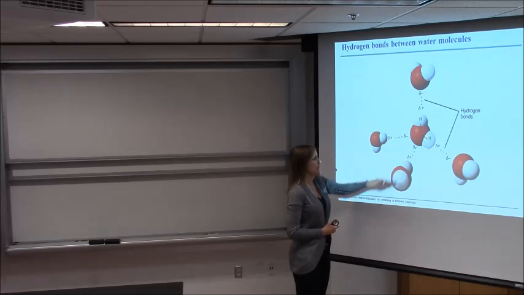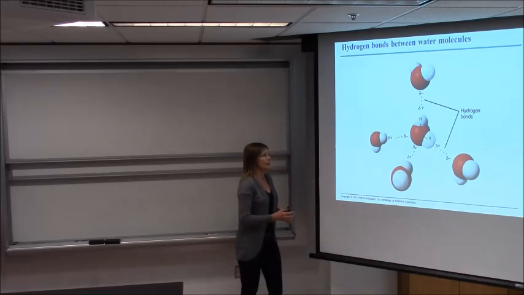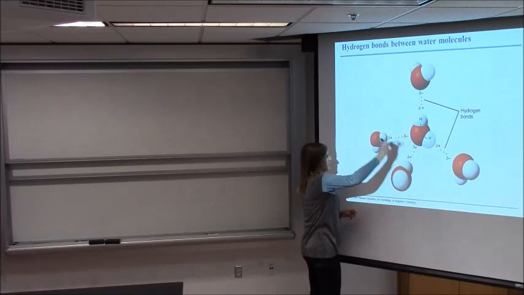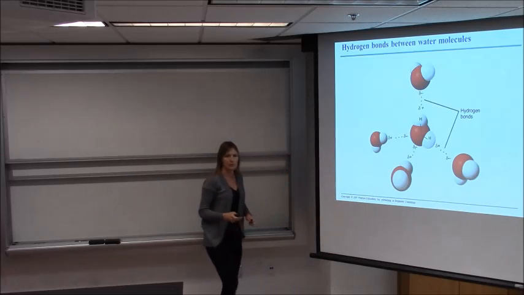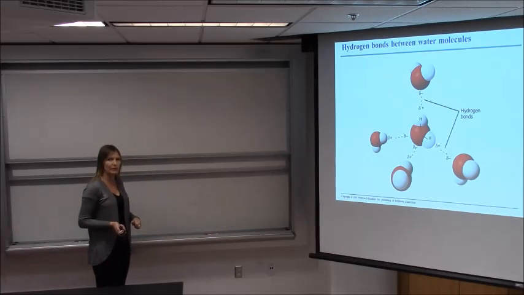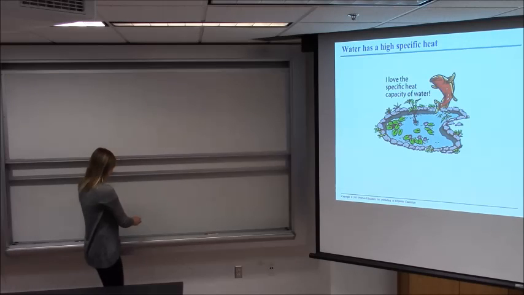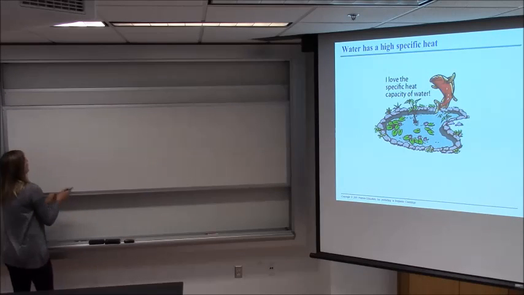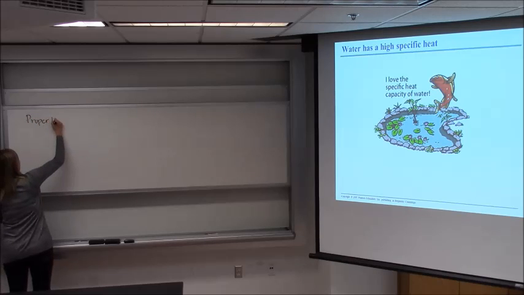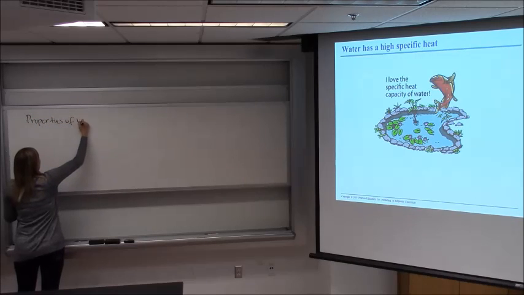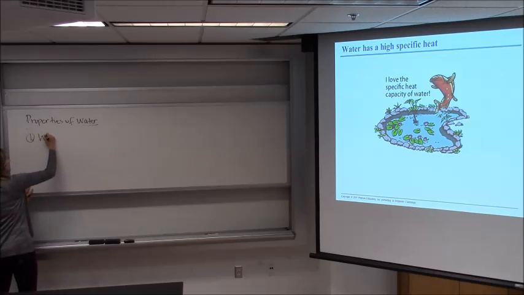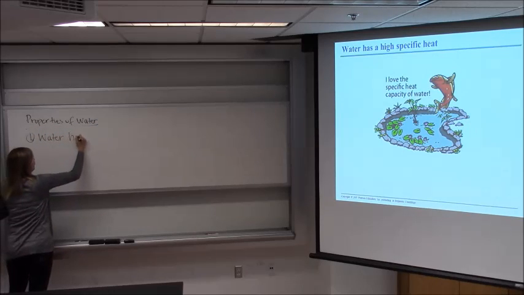These bonds are very weak, they're very transient, meaning this water molecule can be bouncing around and breaking and reattaching these hydrogen bonds between its neighbors. So we're going to start talking about the properties of water. The very first property that's very important about water is that water has what's called a high specific heat. And I'm going to define that for you, and then I'm going to explain why that's significant. So water has a high specific heat.